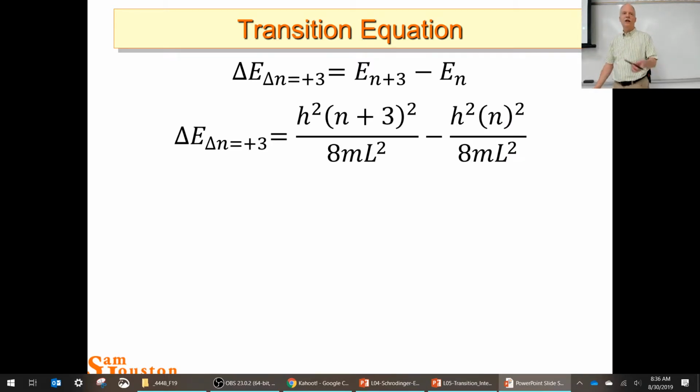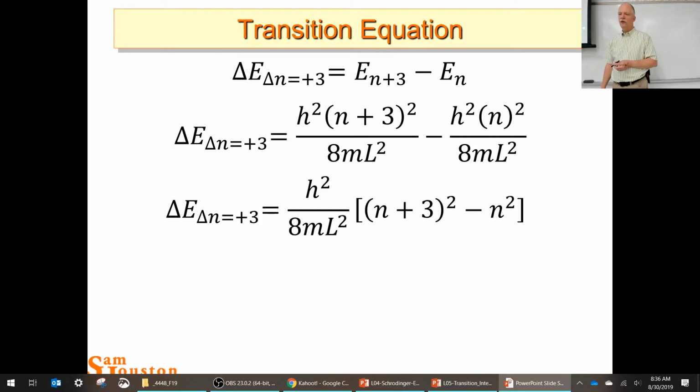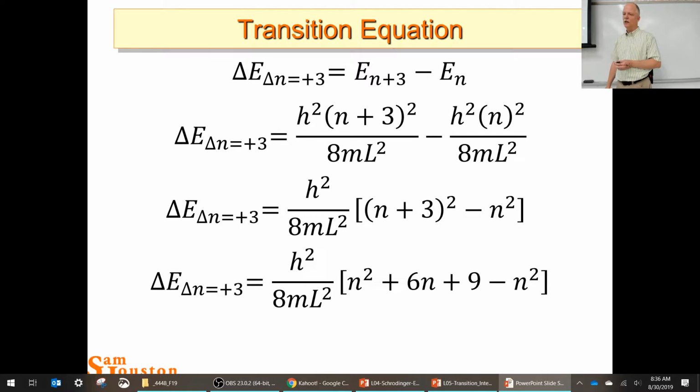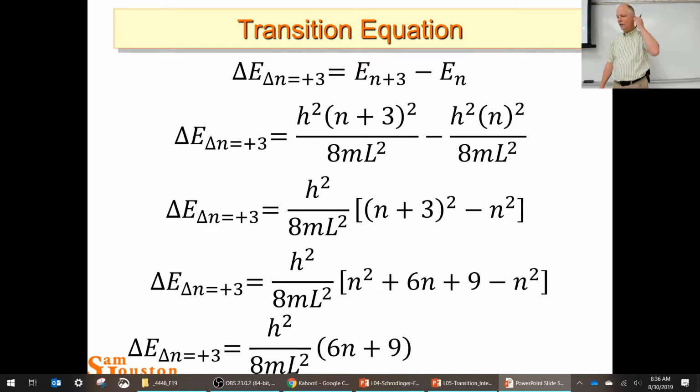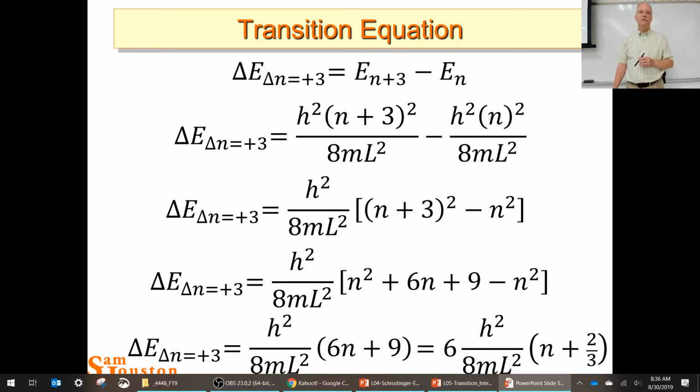So wherever there's an n, you put n plus 3, straightforward. Simplify that, we have a different polynomial, but it's pretty similar. Now we have 6n plus 9 in the middle, the n squareds cancel. I still have that same constant out front, h bar squared over 8ml squared. I'm going to pull that 6 out, and so I end up with 6 times that constant times n plus 2/3.